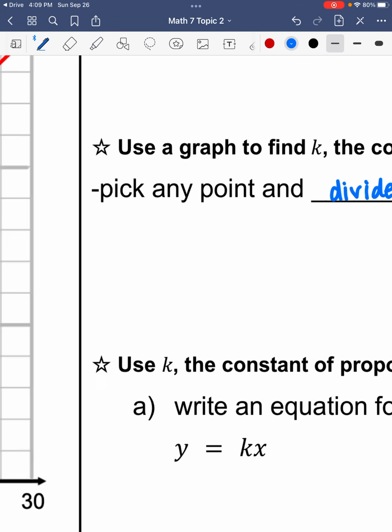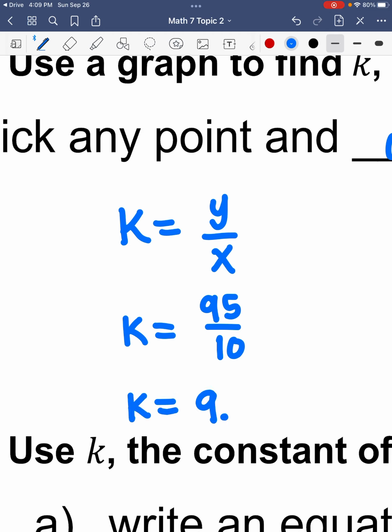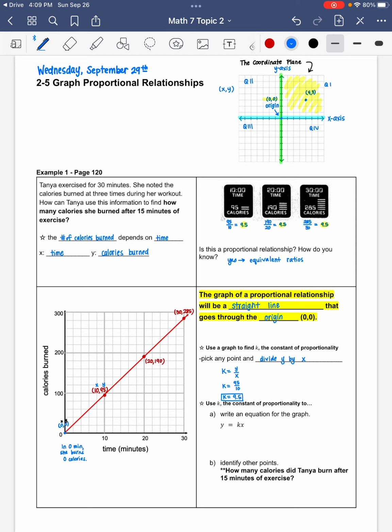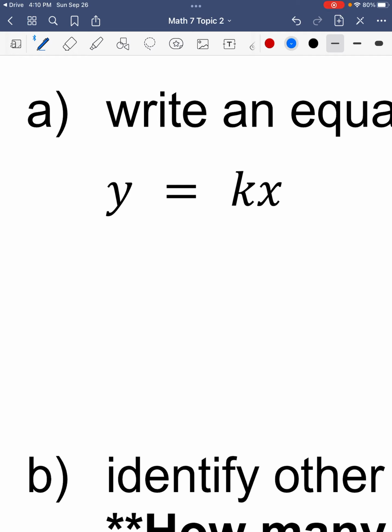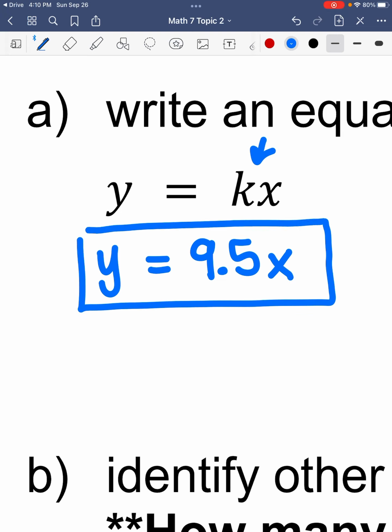So to show my work over here, we know that K is y divided by x. So in this case, K is 95 divided by 10. And 95 divided by 10, when I put that into my calculator, I know that that's going to give me 9.5. So K is 9.5. Okay, now use K, the constant of proportionality, to write an equation for the graph. Well, our form is y equals K times x. So we're just going to plug in 9.5 for K right there. That's all we have to do. So y equals 9.5 times x. And that is my equation for this graph.